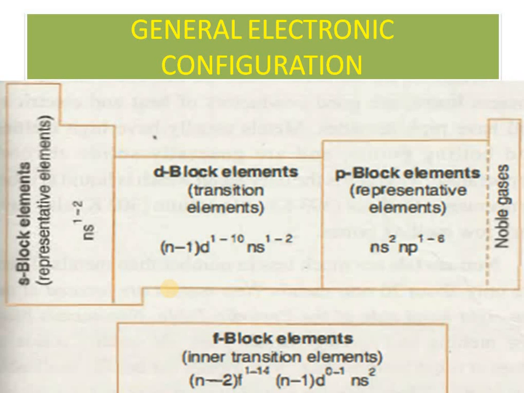Next is d block elements: (n-1)d1 to 10 ns1 to 2, meaning d can have 1 to 10 electrons and ns can have 1 to 2. (n-1)d is the penultimate shell, so the electron is added to the penultimate shell, one less than the outermost. F block is (n-2)f1 to 14 (n-1)d0 to 1 ns2. Here students make mistakes. They write 1 to 10 for d, that is wrong. Only 0 to 1 will be there in f block. Please be careful.